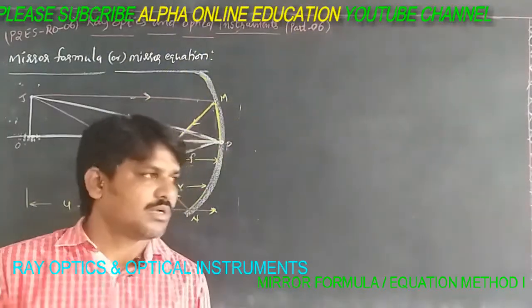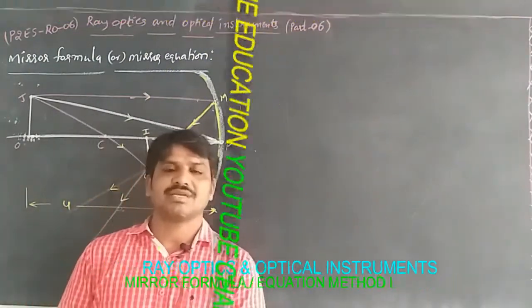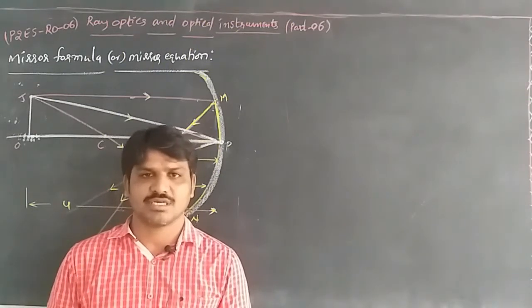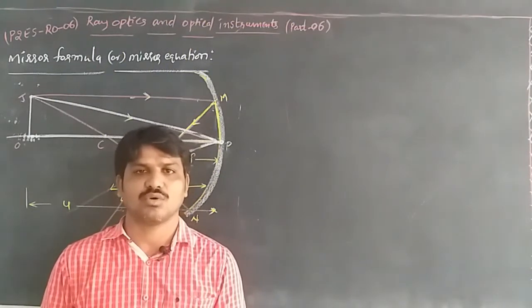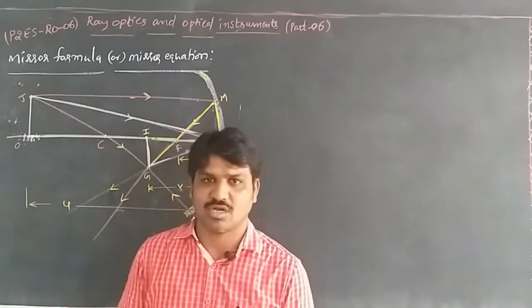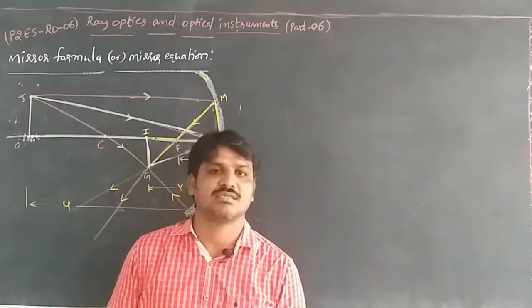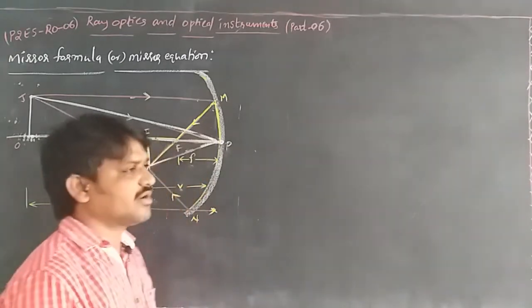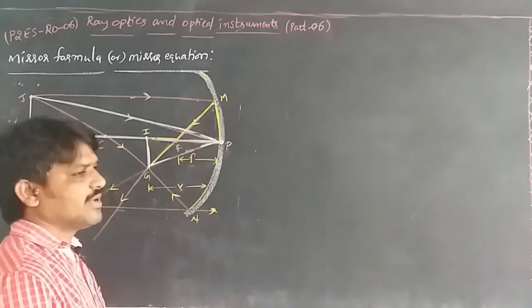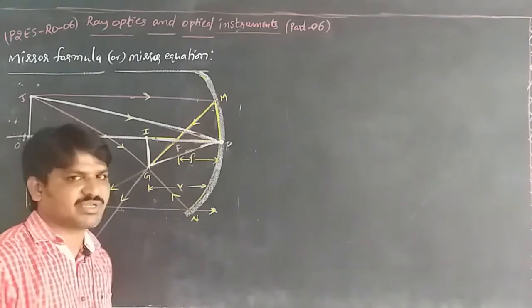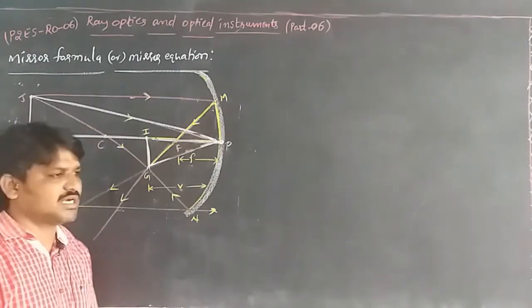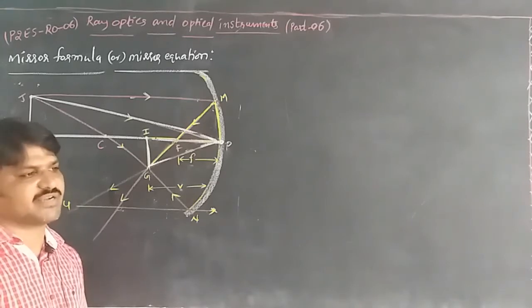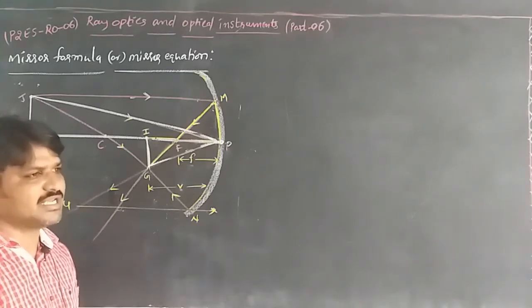So, after knowing the relation between the focal length and the radius of curvature, now we are going to learn about the mirror formula, or the mirror equation, for either convex or concave mirrors. Using this formula, we can relate the mirror's focal length, the distance of the object, and the distance of the image that is formed.